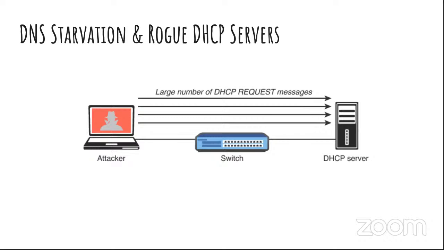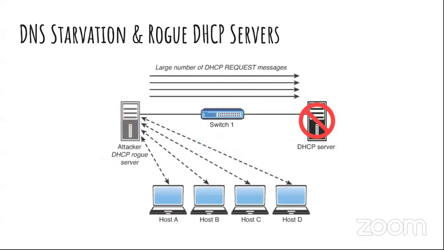Once this is achieved and the DHCP server's pool is exhausted, then it's totally possible for the attacker to set up a rogue DHCP server and grab those new requests into their system. And now they can do anything like change the default gateway, spoof anything, and listen in on all traffic.